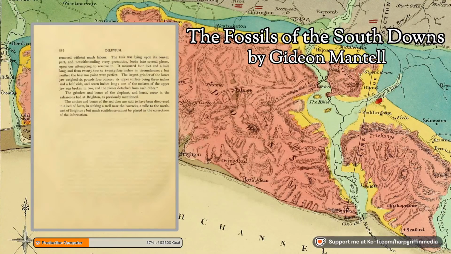The largest grinder of the lower jaw weighed 6 pounds 4 ounces, its upper surface being 3 inches and a half wide and 7 inches long. One of the molars of the upper jaw was broken in two, and the pieces detached from each other. The grinders and bones of the elephant and horse occur in the calcareous bed at Brighton, as previously mentioned. The antlers and bones of the red deer are said to have been discovered in a bed of loam, in sinking a well near the barracks, a mile to the northeast of Brighton. But much confidence cannot be placed in the correctness of the information.